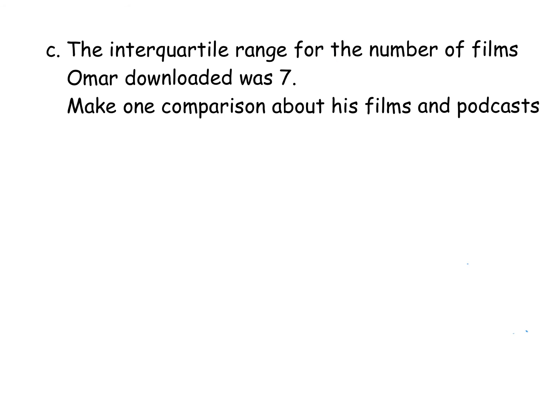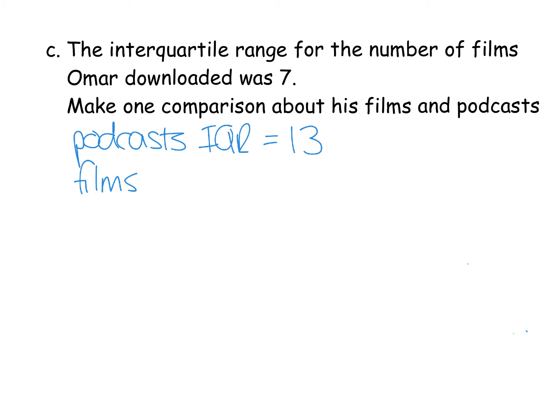Okay, so once you've done your box plot, they might ask you to compare it to another box plot and talk about the spread of the numbers. They quite often will ask you something to do with your interquartile or semi-interquartile range and do some comparison there. So I've added this in as well. Remember my first part was talking about how many podcasts they downloaded. For the podcasts, we had an interquartile range of 13. And for the films, the interquartile range, the number of films they downloaded, was 7. So we have to make one comparison about that.